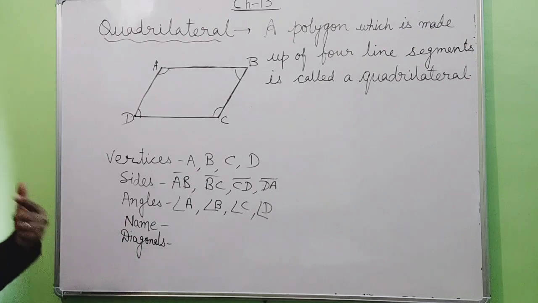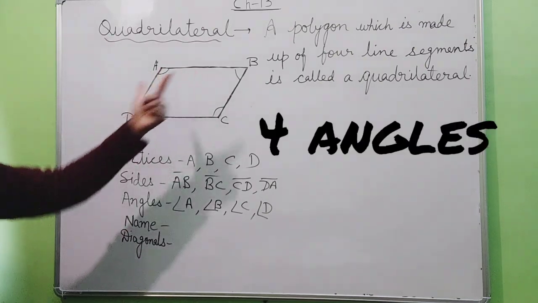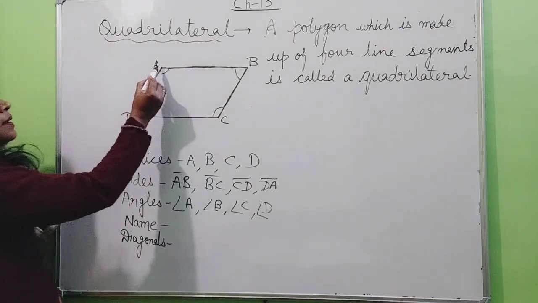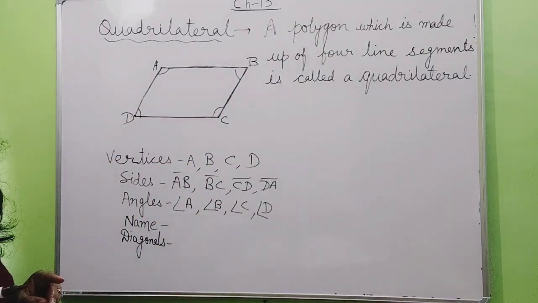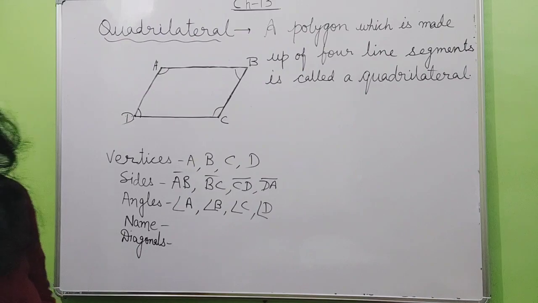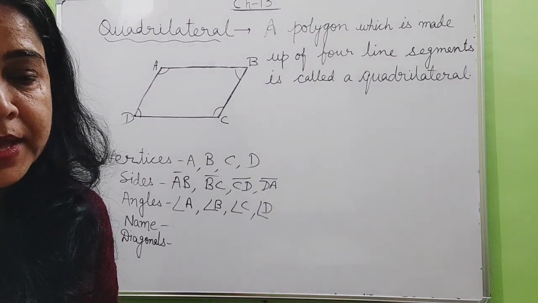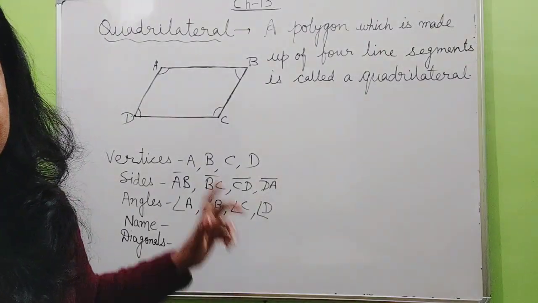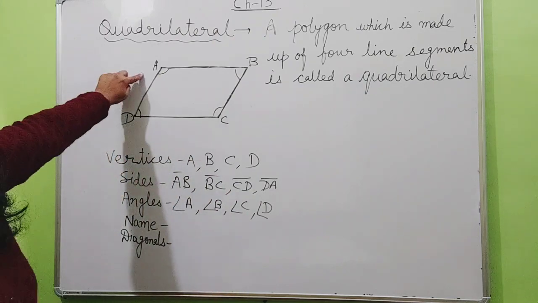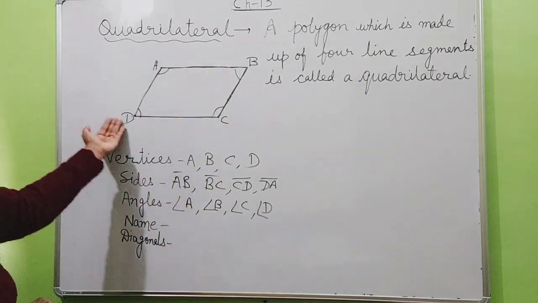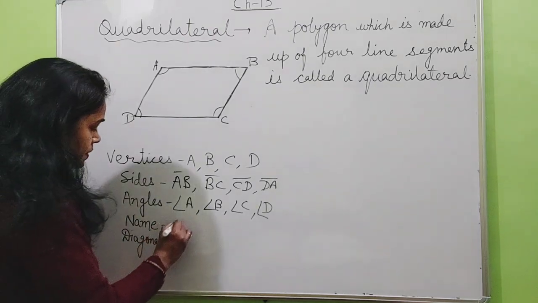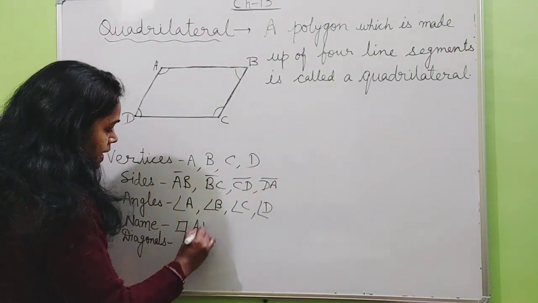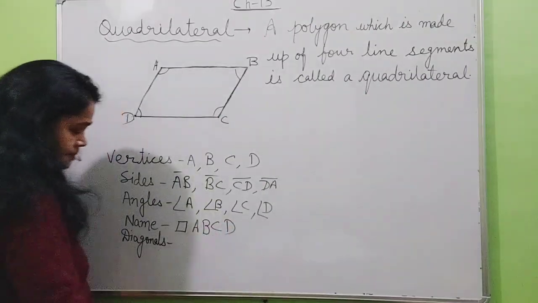Next, naming. How will you name this quadrilateral? You will name all the vertices. So its naming will be quadrilateral ABCD or DCAB, anything you can name. So you will write its name as quadrilateral ABCD.